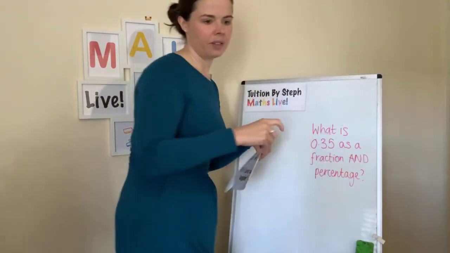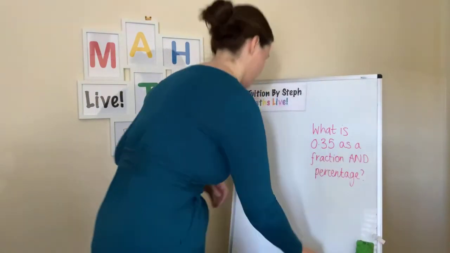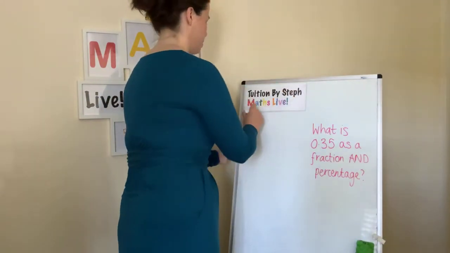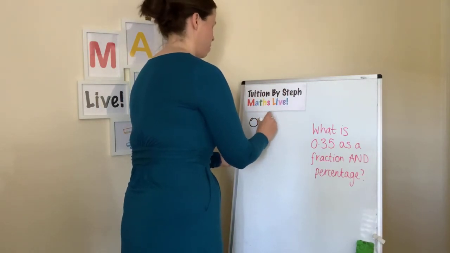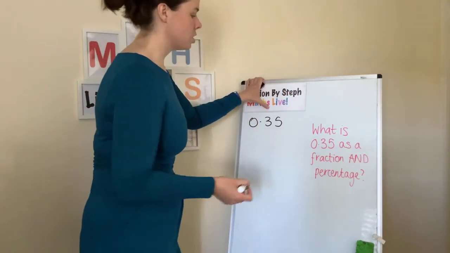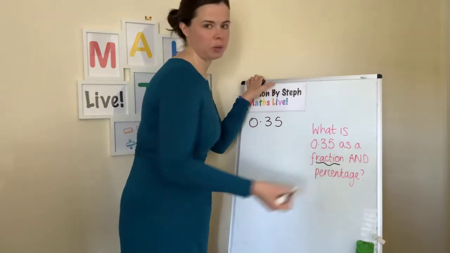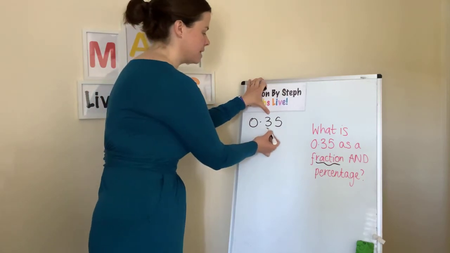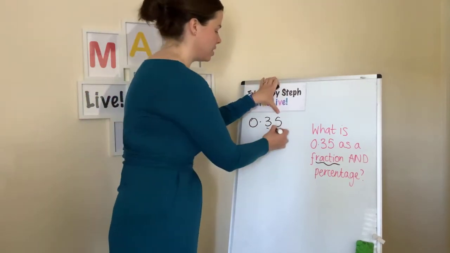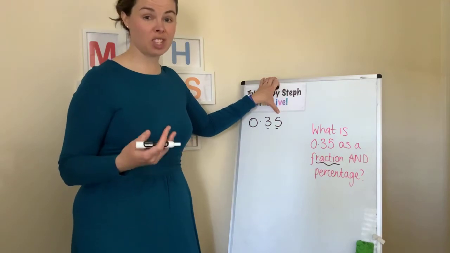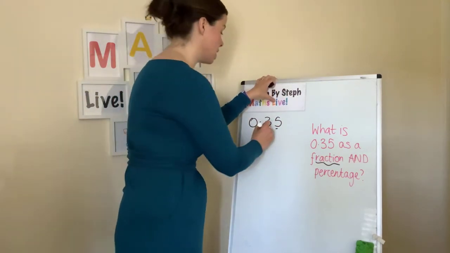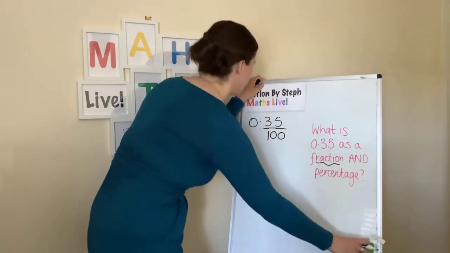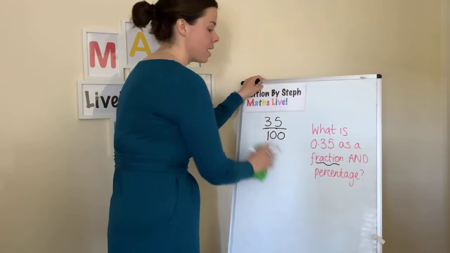So 0.35. Let's start with the fraction because that will then really help us with the percentage. So 0.35, the 3 is in the tenths and the 5 is in the hundredths. And because it's crept into the hundredths, that means it has to be out of 100. So 35 out of 100 is your answer as a fraction.